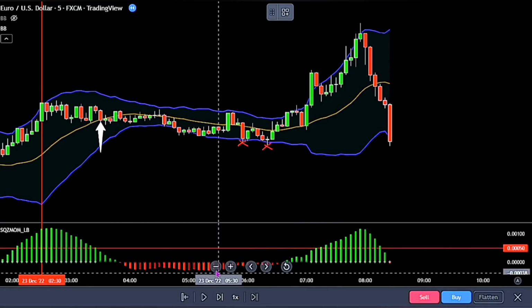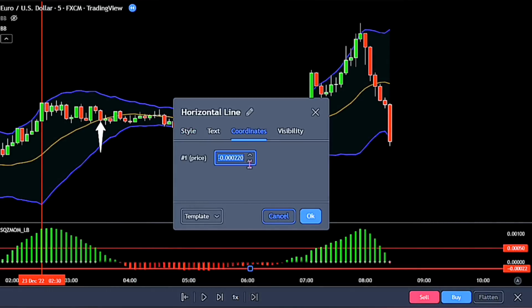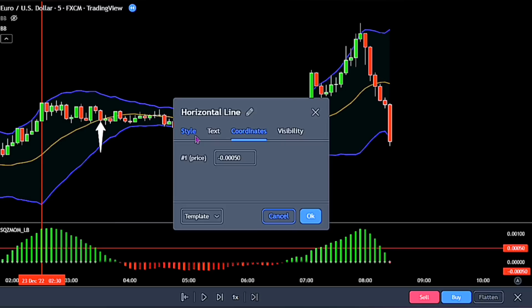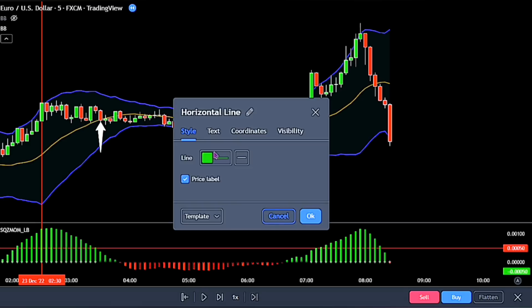Go ahead and add the second band line to the chart. Double click on it and set the coordinates to -0.0005. Also change the color to green. And that's all for the settings.